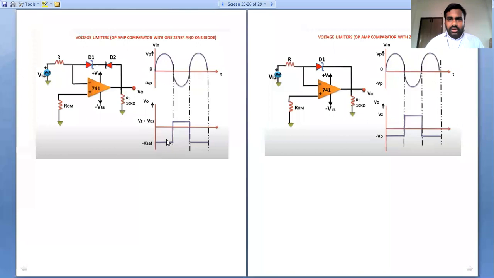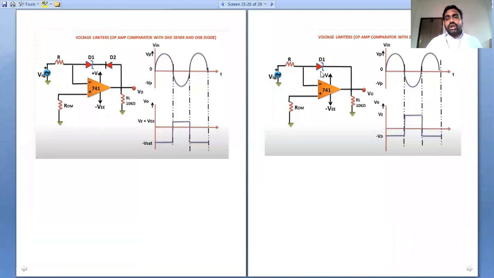We can also limit the negative voltage by changing the directions of the rectifier diode and the Zener diode. If we swap the two components, D1 with respect to D2 and D2 with respect to D1, at that condition we can achieve a negative voltage limit. So the negative voltage swing will be limited.